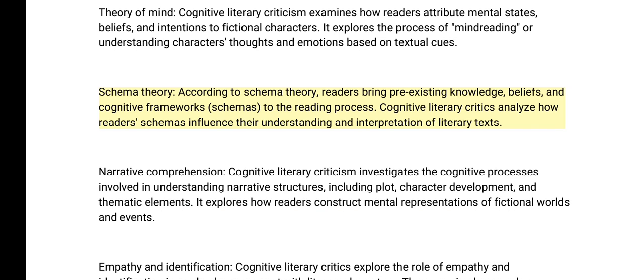Narrative comprehension. Cognitive literary criticism investigates the cognitive processes involved in understanding narrative structures, including plot, character development, and thematic elements. It explores how readers construct mental representations of fictional worlds and events.